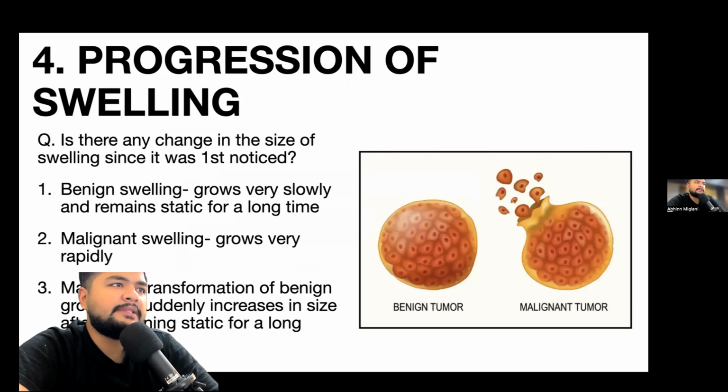Progression of swelling. Is there any change in the size since the swelling was first noticed? A benign swelling grows very slowly and remains static for a long time. A malignant swelling grows very rapidly. A malignant transformation of benign growths suddenly increases in size after remaining static for a long time.